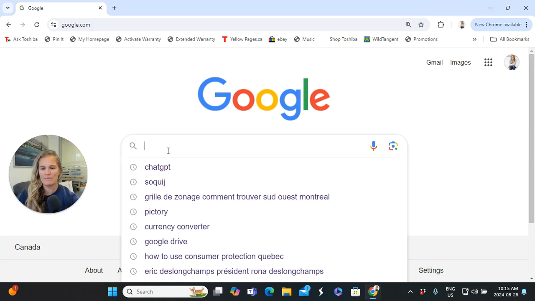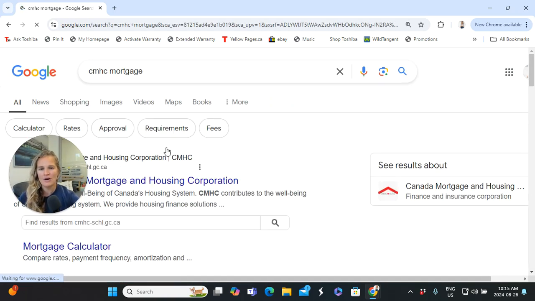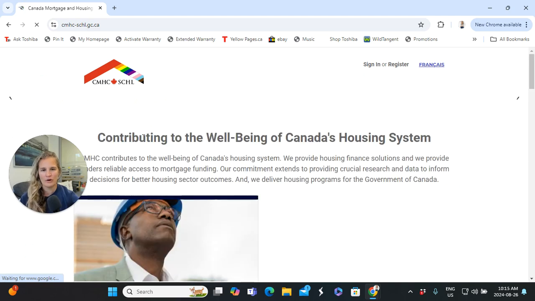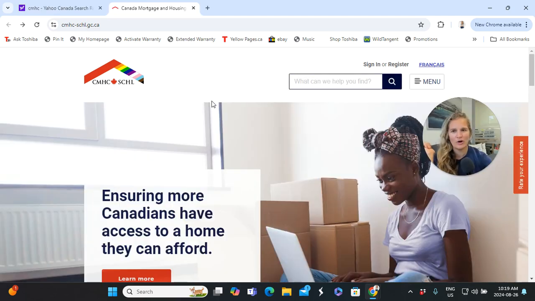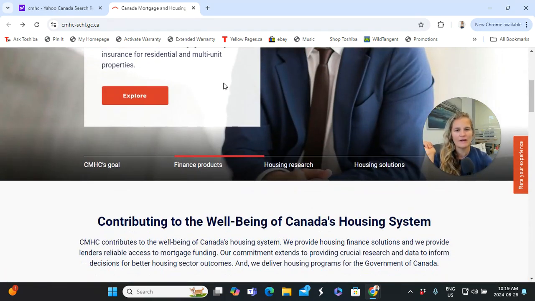So, the first and the best one will be the CMHC. So, that's the Canadian Mortgage and Housing Corporation. And once a year, the CMHC comes out with their rental market report. Okay, so here we are on the CMHC website, and I'm going to just show you how to navigate to find the most recent rental report.